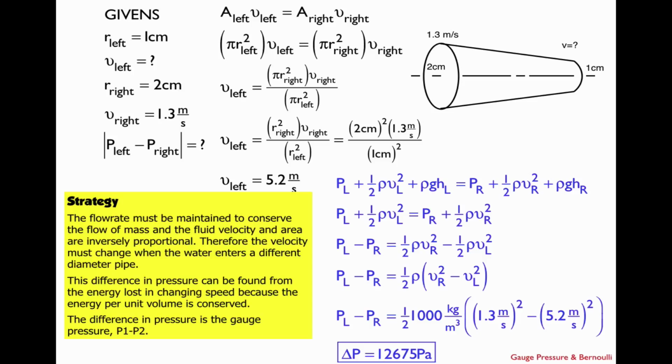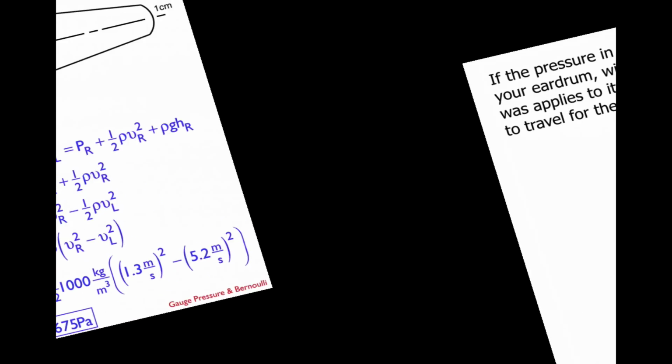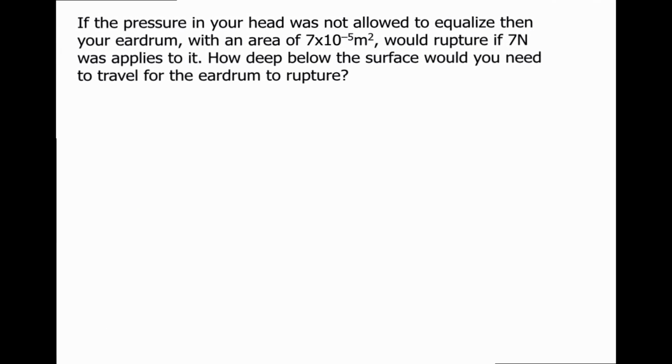Now let's try one simple problem that you can do from scratch. So here's the problem. If the pressure in your head was not allowed to equalize, then your eardrum, with an area of 7 times 10 to the minus 5 meters squared, would rupture if 7 newtons was applied to it. How deep below the surface would you need to travel for the eardrum to rupture? So I'll start with a little picture.